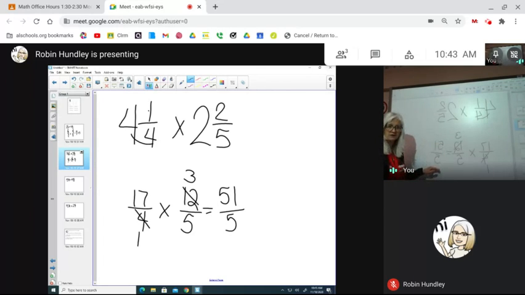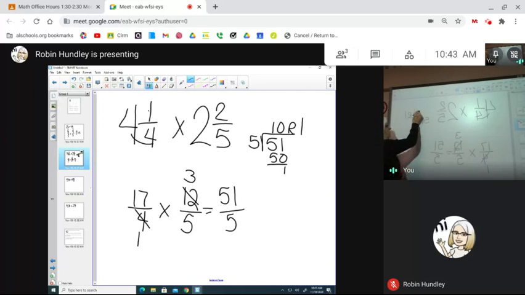What I have for an answer here is an improper fraction. The numerator is larger than the denominator. Now I have to convert the improper fraction back to a mixed number. So I'm going to ask myself, how many whole times does 5 go into 51? When I do that as a division problem, 5 goes into 51 10 whole times with a remainder of 1. So my whole number is 10, and the remainder becomes my numerator, and the denominator stays the same. So my answer is 10 1/5.